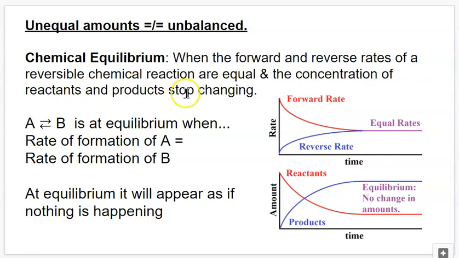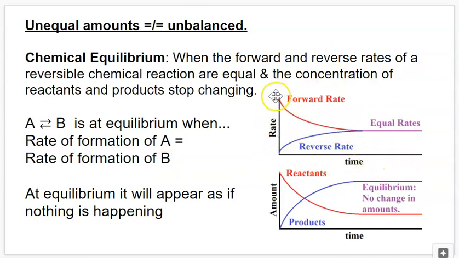So chemical equilibrium is defined as when the forward and reverse rates of a reversible chemical reaction are equal and the concentration of reactants and products stop changing. So a good way to think about this is in terms of these graphs down here. We indicate that a system of, say, A becoming B and B going backwards to A are at equilibrium when the rate of formation of A is equal to the rate of formation of B. And we can see that in this graph here, where we are graphing rate as a function of time.